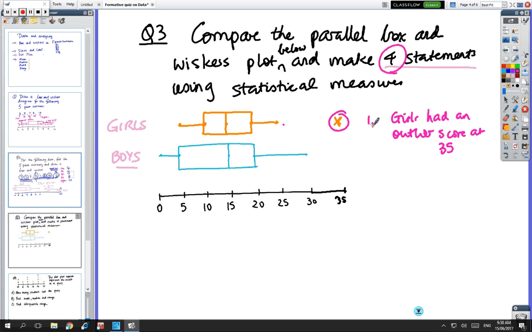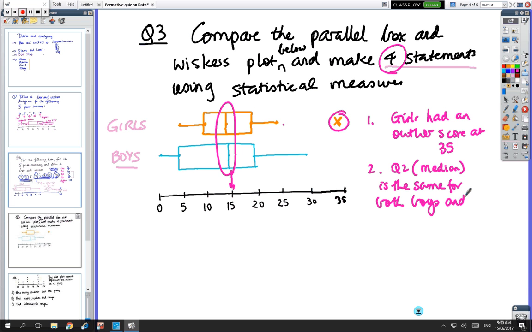Another statement we could say is that the middle of the box is the same. So we could say that Q2, which is the median, is the same for both boys and girls. Okay, so that's 2 statements. We'll try to make some more.